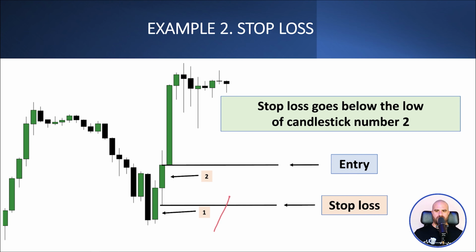Of course, in reverse scenarios, you would be doing the exact opposite. If you would be seeing, let me draw it for you, a downtrend and then a break above, you would be entering after two bearish candlesticks with the stop loss above candlestick number 2. Okay? The exact opposite thing.